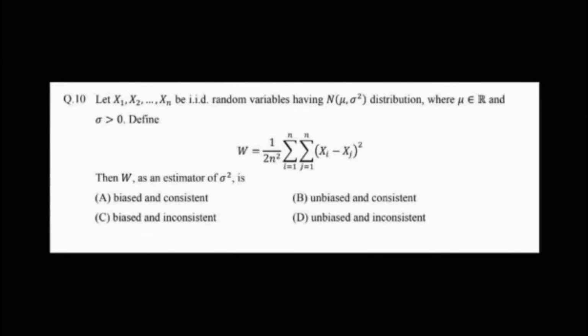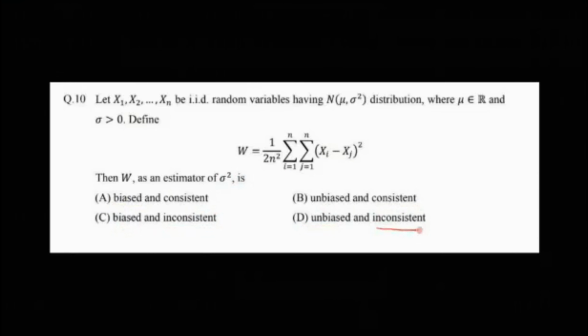Today we're going to solve this problem from IIT JAM MS 2020, problem number 10. The problem says: let X1 through Xn be IID random variables having normal(mu, sigma square) distribution, where mu is a real number and sigma is greater than 0. Define W equals 1 by 2n square, summation i running from 1 to n, summation j running from 1 to n, (Xi minus Xj) whole square. Then W as an estimator of sigma square is: biased and consistent, unbiased and consistent, biased and inconsistent, or unbiased and inconsistent.